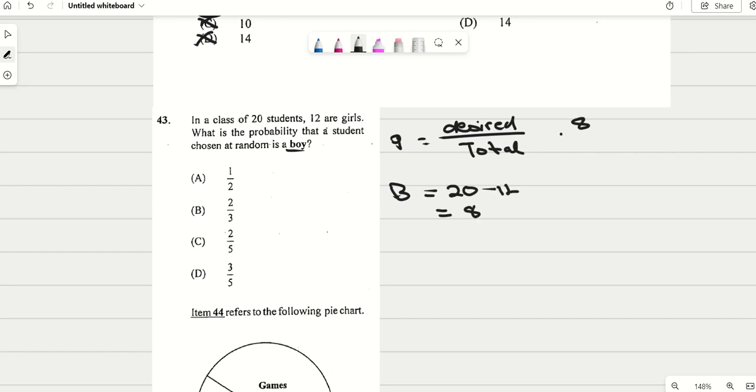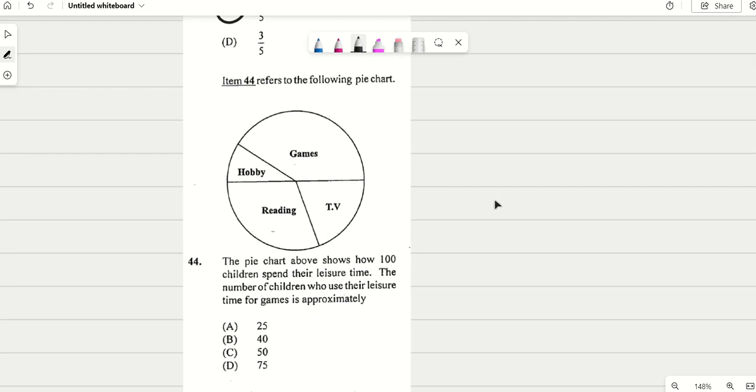So this is 8 over 20, right? And then we're going to reduce it. What can go into 8 and what can go into 20? 4. 4 could go into 8 2 times, and 4 could go into 20 5 times. So your answer is C, 2 over 5, right?